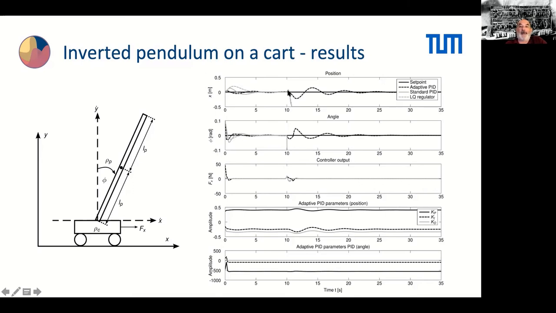And then we give the whole thing a kick. And then we see the regular PID controller and the standard controllers are just gone. They're gone and they can never come back. And this is the dashed line of our neural network operated PID controller. Of course, it also deviates and jiggles back and forth, but it basically brings the pole back into its nominal position.